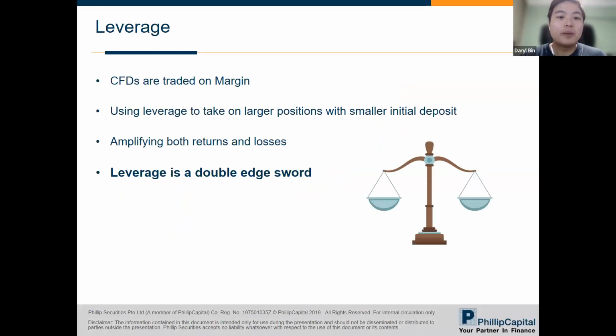So by now you would already know that CFD is traded on margin. Using the power of leverage, we'll be able to take on larger positions using lesser initial deposits. With leverage, we can amplify our gains. However, do note that leverage is a double-edged sword. We can lose a lot more if the market goes against us. So one reason why people use leverage is because we do not have a large amount of money to diversify our portfolio to gain exposure. So what we do is we tap onto CFD, which requires lesser margin, to gain more exposure.